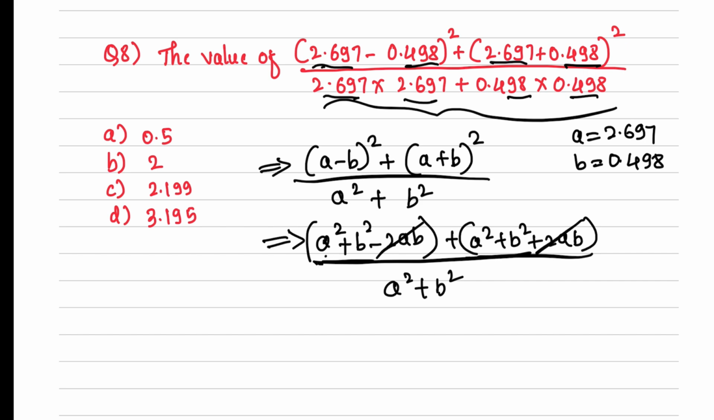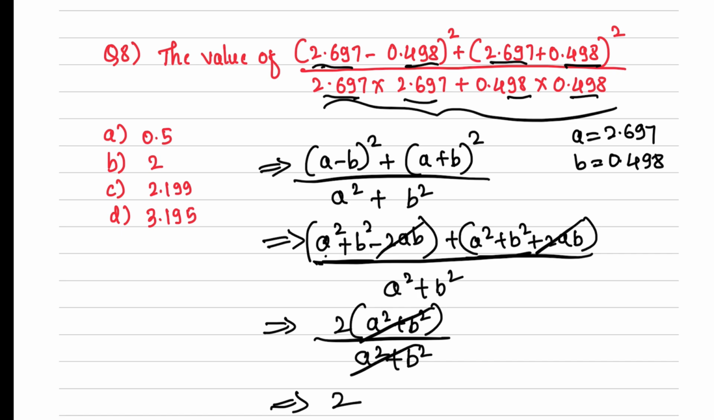So it will be 2A square plus 2B square, and if you take 2 common, it will be A square plus B square, and again down A square plus B square. So these 2 will get cancelled. Our answer will be 2. Option B is the right answer.